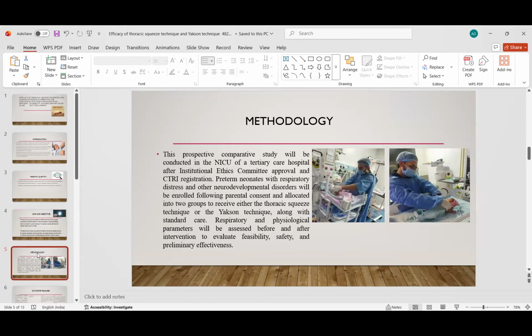You can clearly see the intervention is going on in a NICU setting. The whole study is being conducted in the NICU of a tertiary care hospital, and the CTRI ethics committee has approved it. Here the preterm neonates with respiratory distress and other neurodevelopmental disorder will be enrolled following parental consent and allocated into groups to receive either the thoracic squeeze technique or the Yaksan technique along with the standard care. Respiratory and physiological parameters will be assessed before and after intervention to evaluate the feasibility, safety, and preliminary effectiveness.